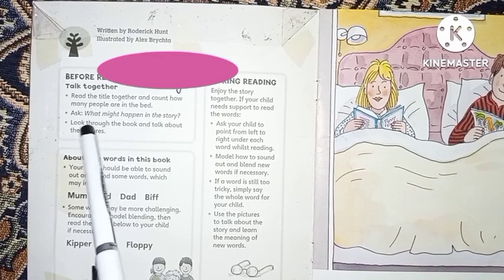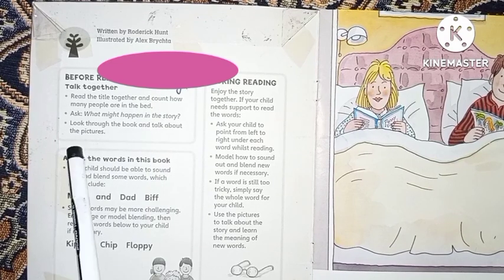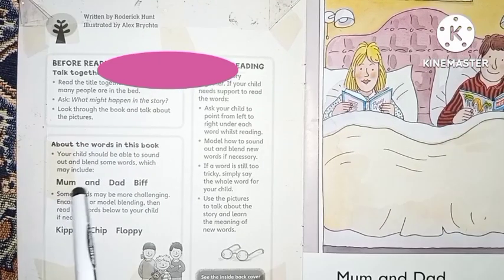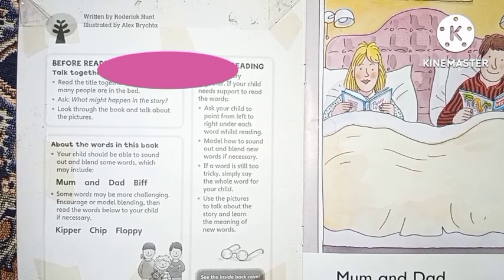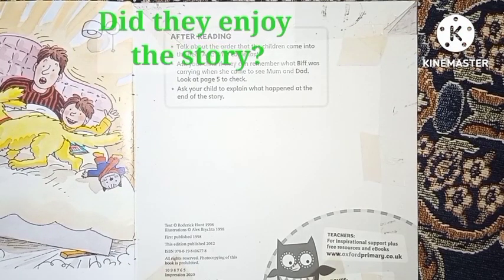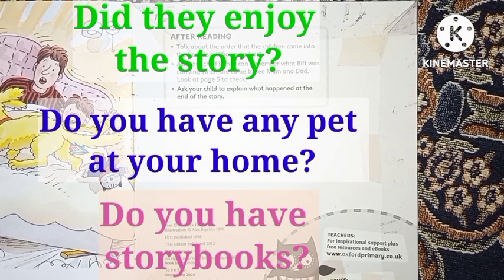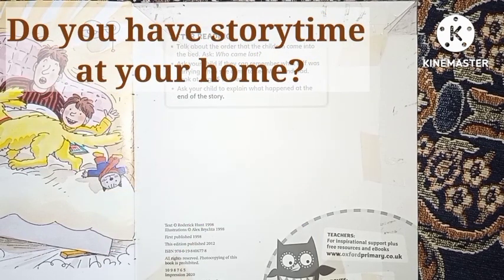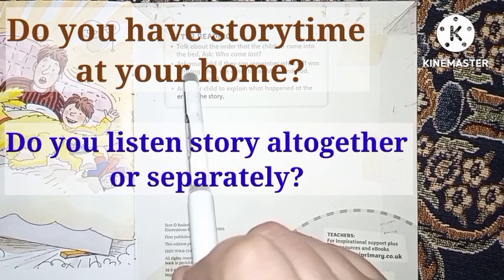Next question, ask the students what might happen in the story through the book and talk about the picture. Mom and dad, Biff, Kipper, Chip, Floppy. You also can ask the question, did they enjoy the story? Do they have a pet in their home? Do they read books? Do they listen to stories from their elders? Do they listen to stories all together? Or do they listen to stories separately? So this kind of question.